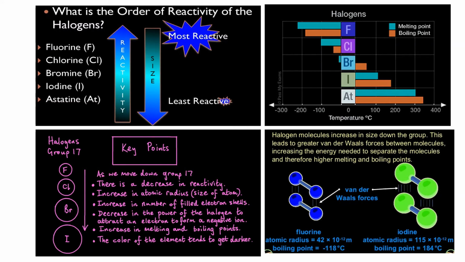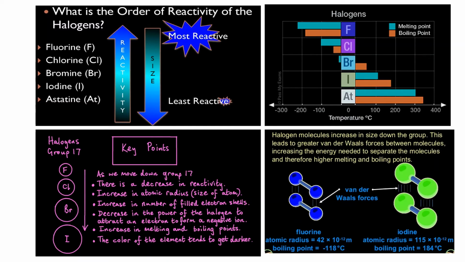The halogen molecules increase in size down the group. This leads to greater van der Waals forces between molecules. Van der Waals forces just means intermolecular forces. So van der Waals is a type of intermolecular force, increasing the energy needed to separate the molecules and therefore giving higher melting and boiling points. So that is another reason why, as group 7 elements go down the group, the melting and boiling points increase. Okay, so let's have a look at some of the key points.